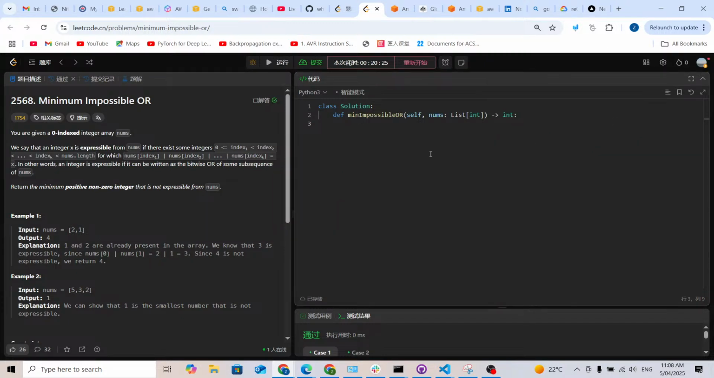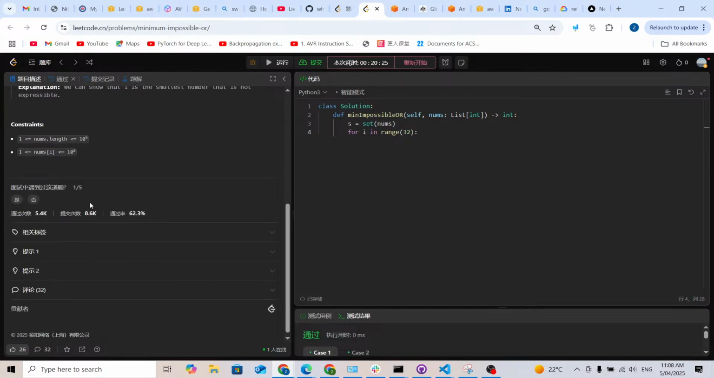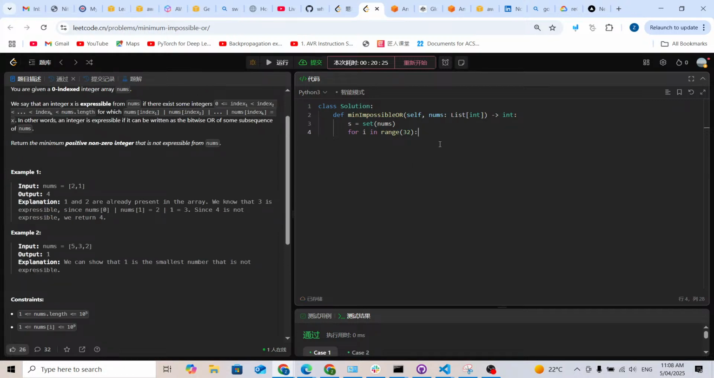Now let's just solve it. We're going to prepare a set of nums, and for i in range 32, because the maximum number is 10 to the power of 9, so 32 is enough. If 2 to the power of i is not inside the set, we return 2 to the power of i. This is just the basic idea of how to solve the problem.